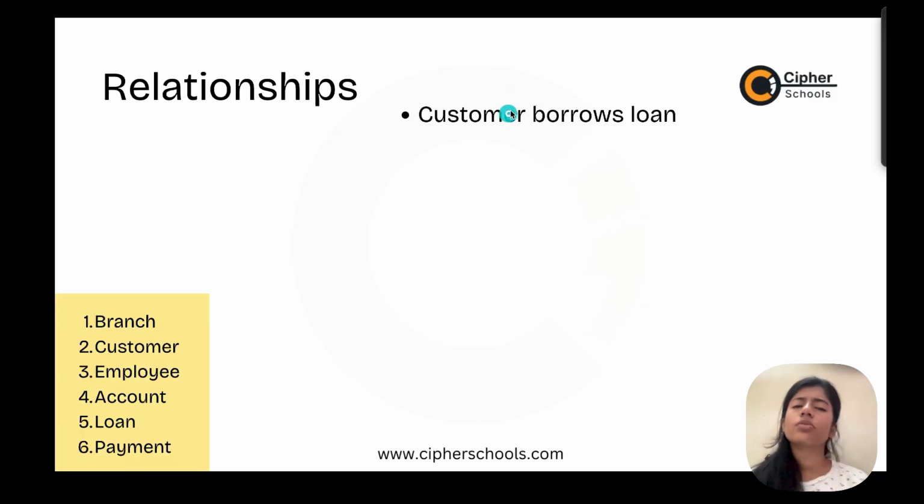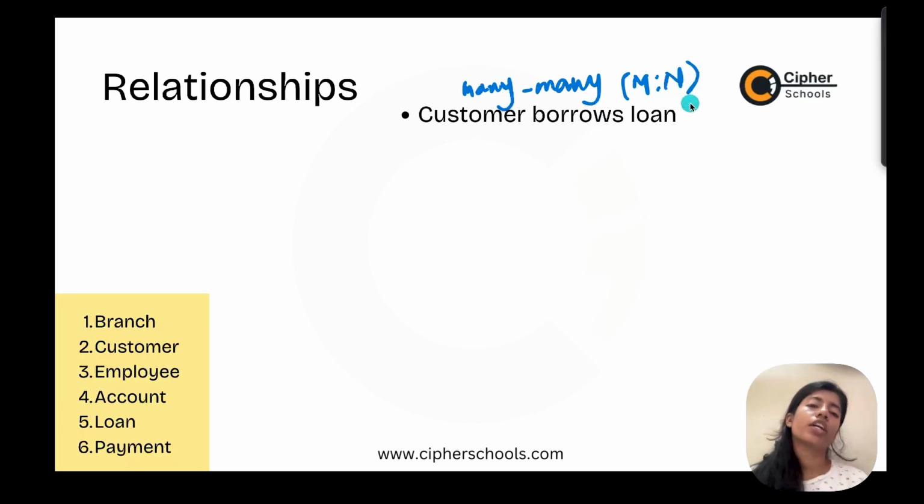So, how many customers can borrow one loan? Many customers can borrow one loan, and one customer can borrow many loans. So this relationship is a many to many relationship. Many customers can borrow one loan, and one customer can borrow many loans. So it is a many to many relationship. We can also call it M is to N cardinality ratio.